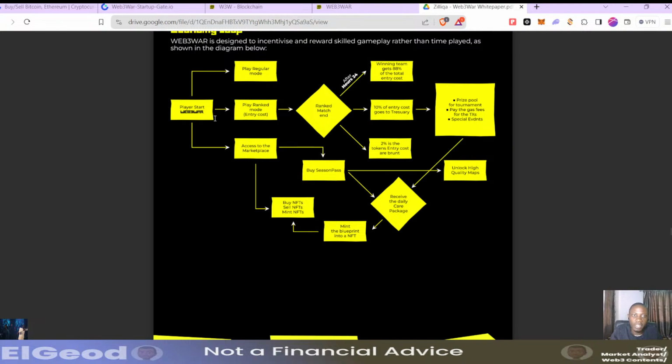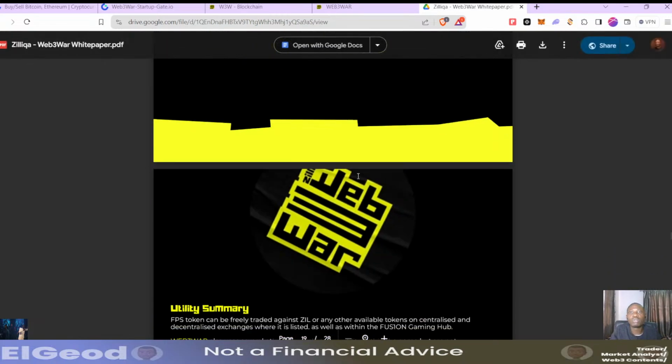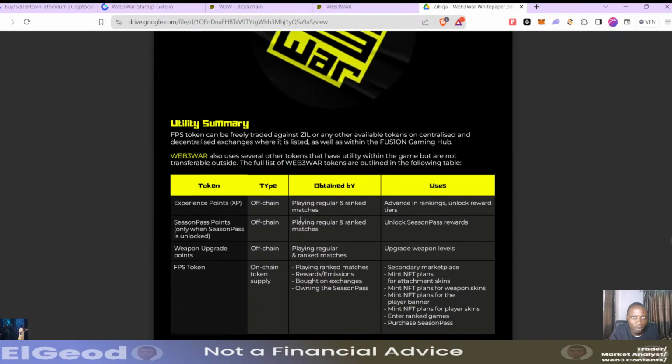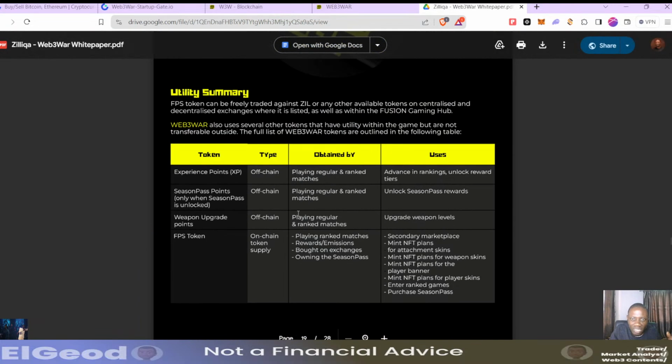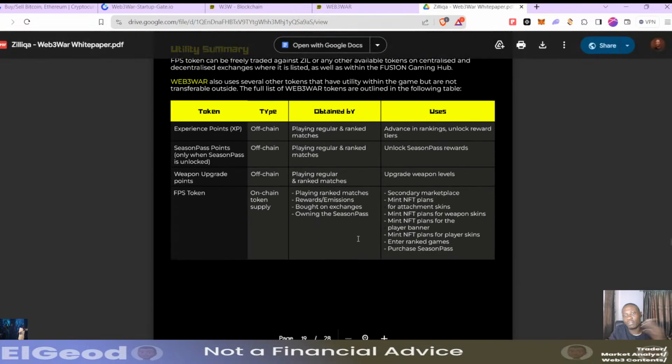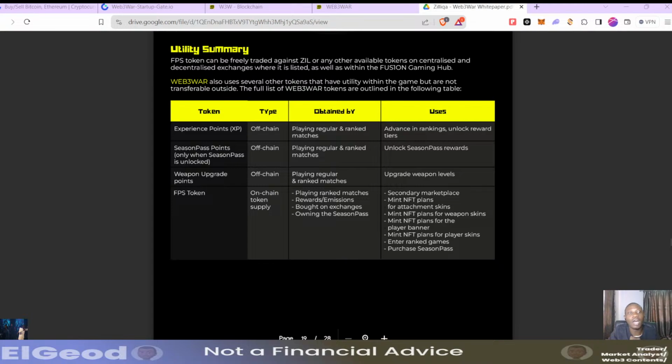So, as a player, you have access to the marketplace. You can buy a season pass. You can buy NFTs, sell NFTs, mint NFTs, and of course, the cycle and the loop continues. This is a summary of the utility. I may not go through all of this because of our time. I will just talk about a few things, and then we'll wrap things up. I think this is interesting, in my own opinion. If you do not mind, look at this with me, please.